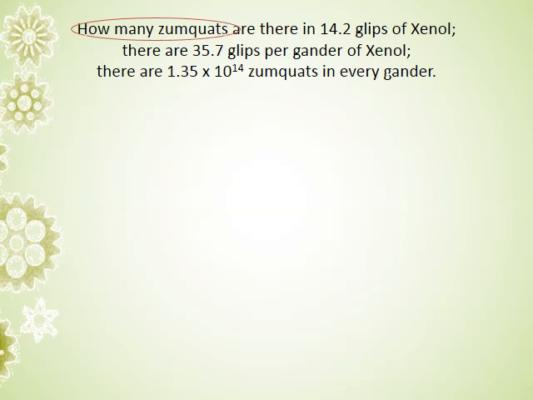That's what I'm going to try to find. I know that I have 14.2 glyphs of xenol. I'm also told 35.7 glyphs per gander. That magic word "per" is reminding me that this is relating glyphs and ganders. I'm told 1.35 times 10 to the 14 kumquats in every gander, and that "in every" is also a word that's sort of relating kumquats and ganders. That "per" is a magic word, and that "in every" is a magic word.